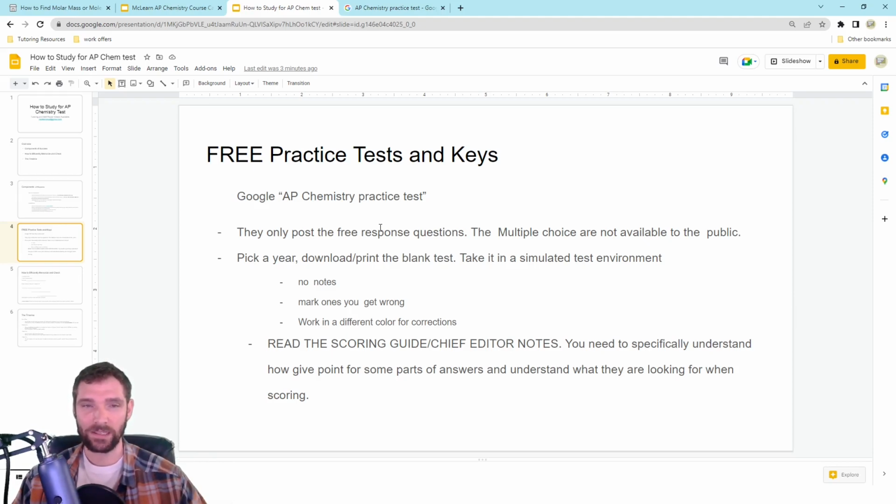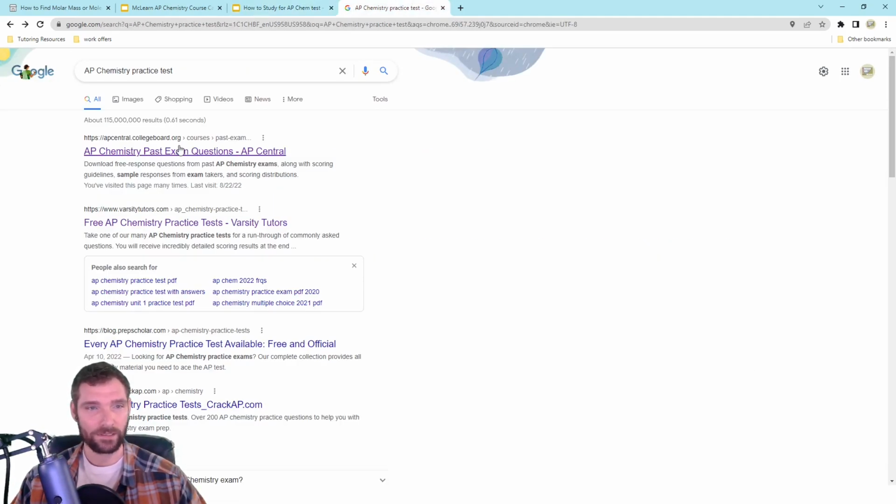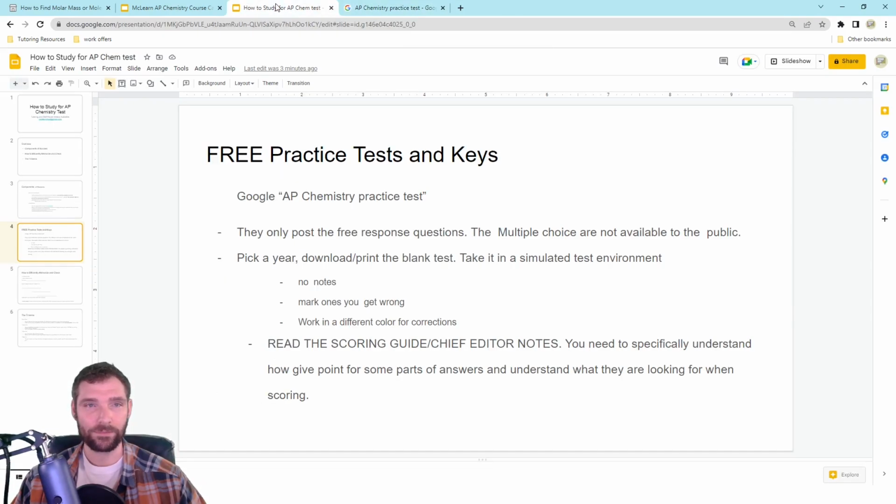And I would also highly recommend, if you go onto this page right here, that you check out the scoring guide and the chief editor notes, because it's important to understand how they give points and what they don't give points for.